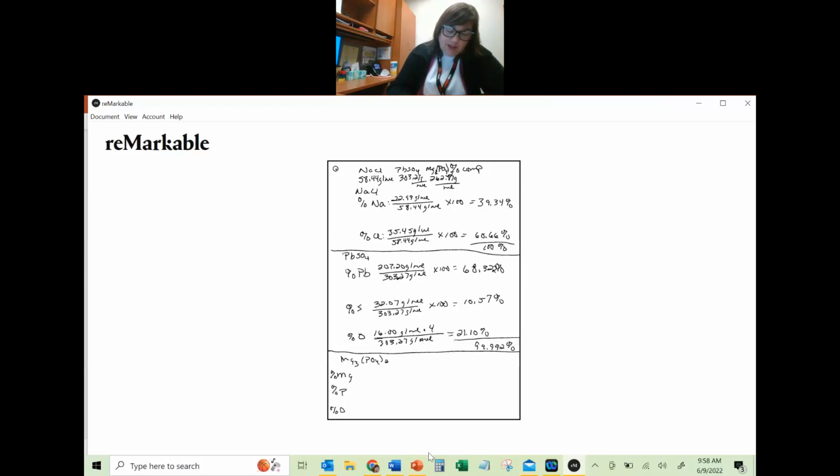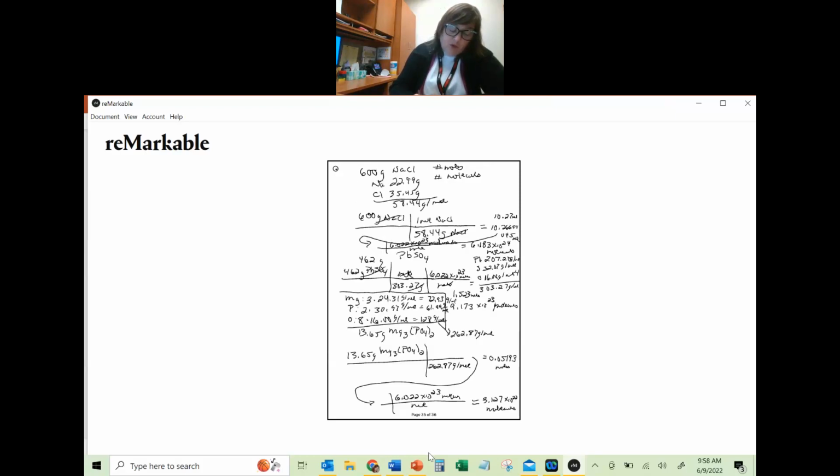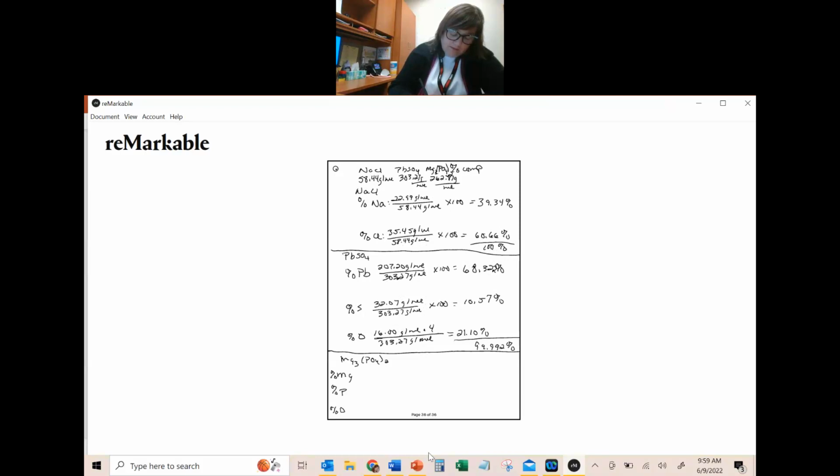So for Mg, the mass we looked up was 24.31. I need 3 of those because of the stoichiometry in the formula. And I have to divide by the total mass, which is 262.87 grams per mole. And then I need to multiply that by 100.